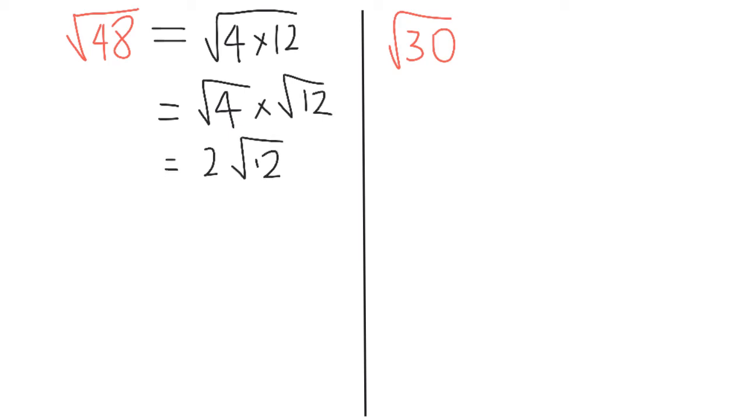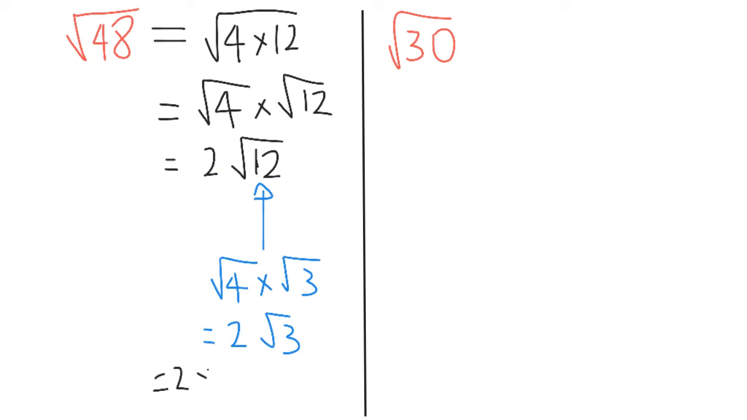Awesome, we've simplified our surd, but we've actually missed something here. If I have a look at 12, I can actually simplify 12 down into root 4 by root 3, which is 2 root 3. So my end answer here would be 2 by 2 by root 3, or 4 root 3.